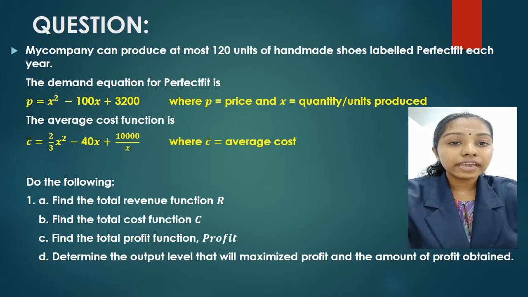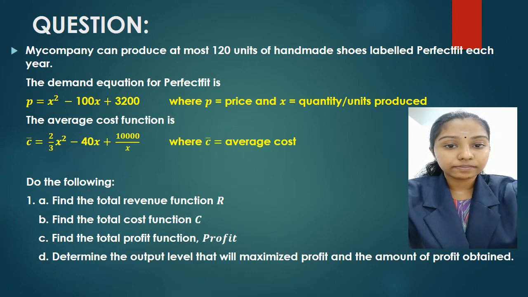So number 1a, the question is find the total revenue function R. Question B, find the total cost function. Question C, find the total profit function. Question D, determine the output level that will maximize profit and the amount of profit obtained.